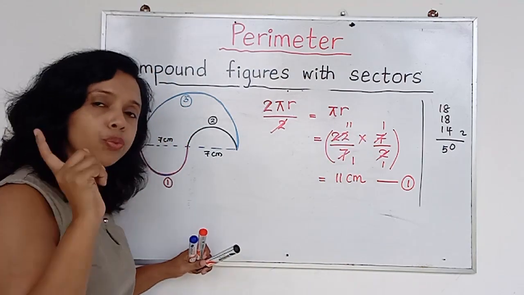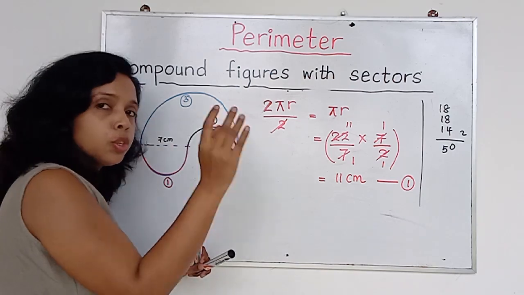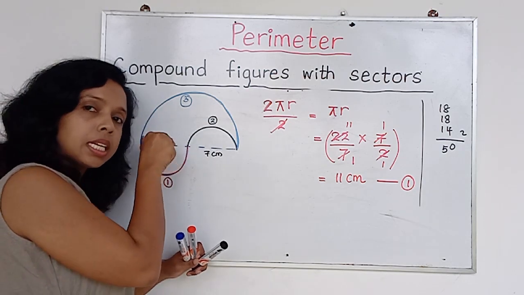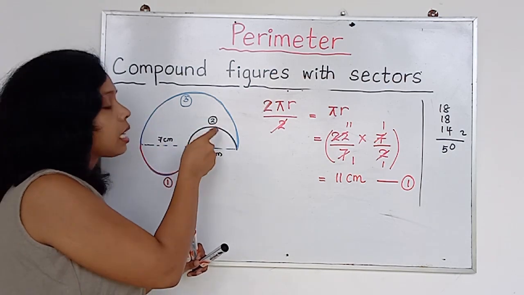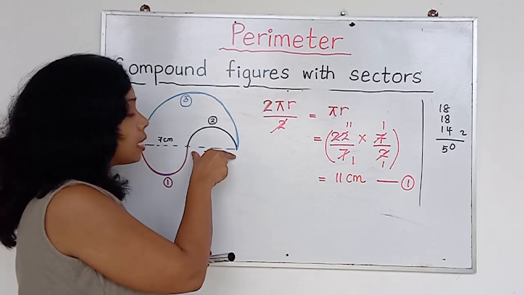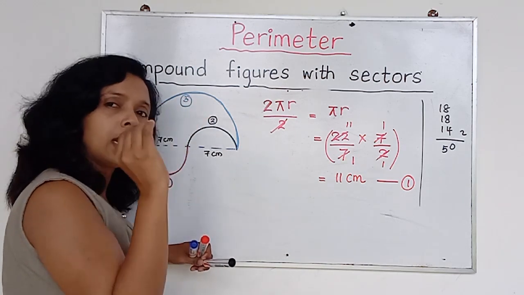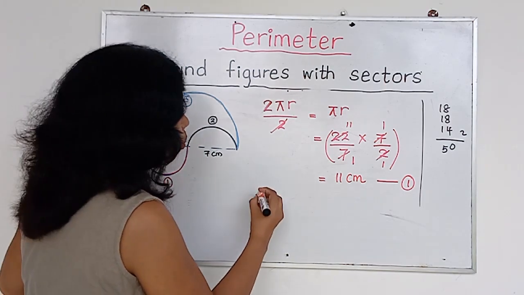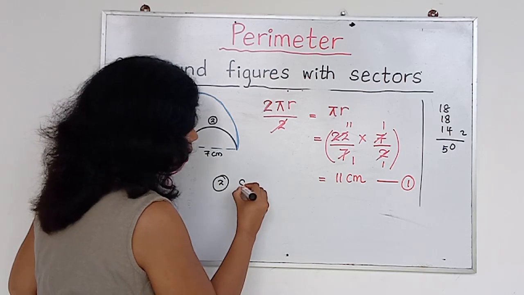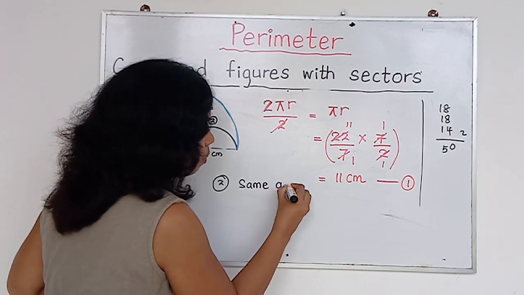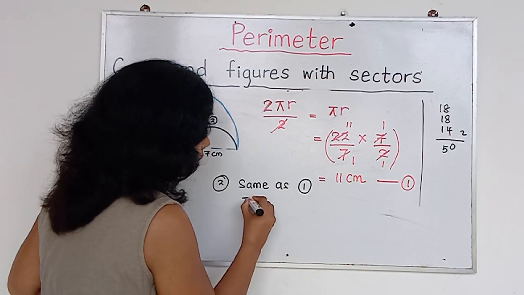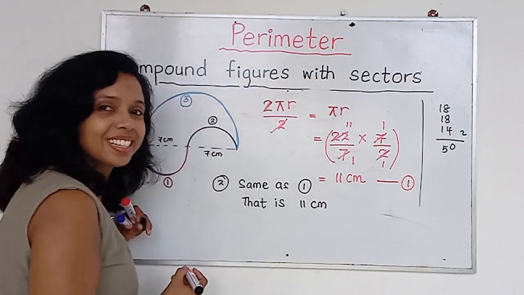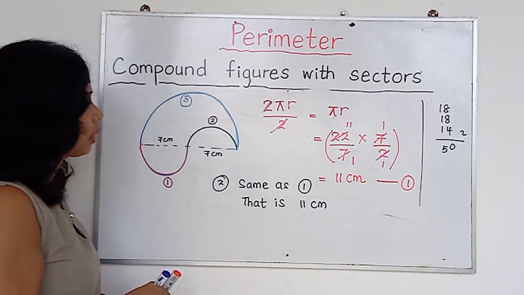So do we need to find the value of this half circle? No, already we found the perimeter of this half circle where the diameter is 7 centimeters. And in this half circle also the diameter, this length, is 7 centimeters, which is very similar to number 1, part number 1. So number 2, I write what? Same as 1. So that is what? 11 centimeters. Okay. Then we'll move to the third one.